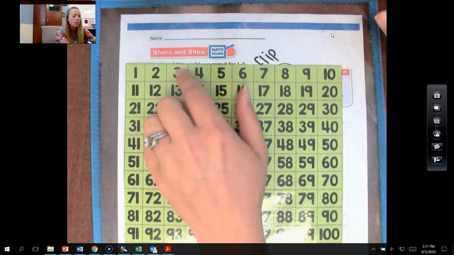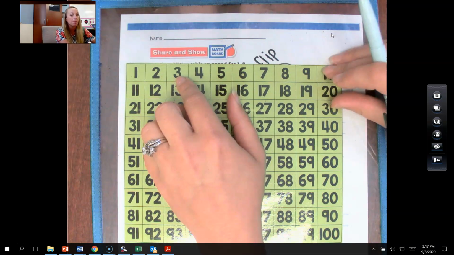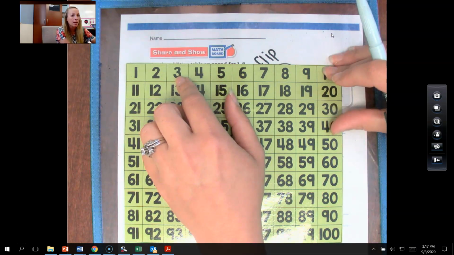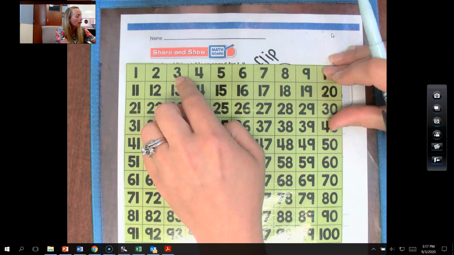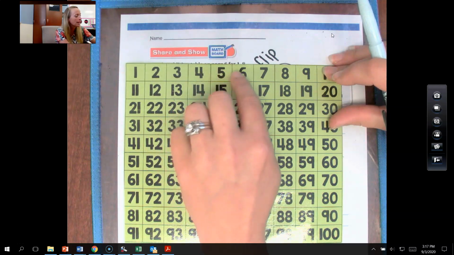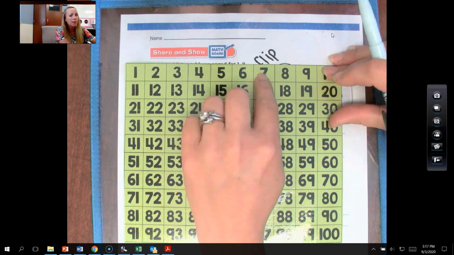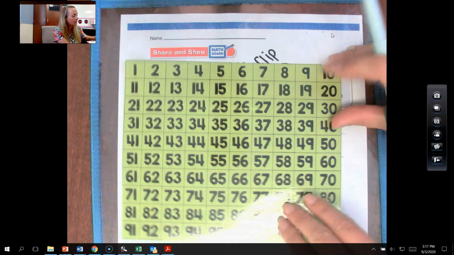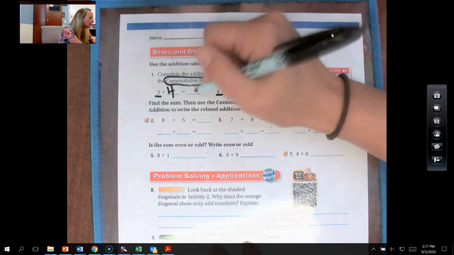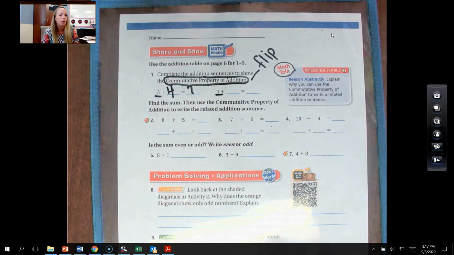I can start at the number 3 and then count up by 4. So 3 plus 4. 1, 2, 3, 4. 3 plus 4 is 7. So I would put a 7 here. 3 plus 4 is 7.